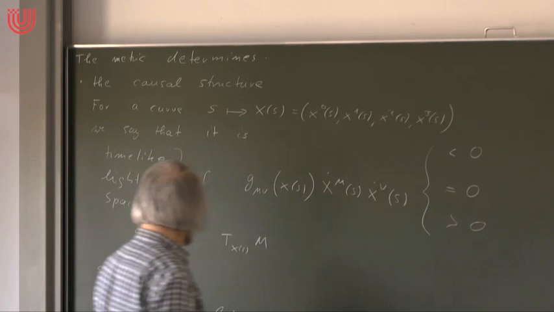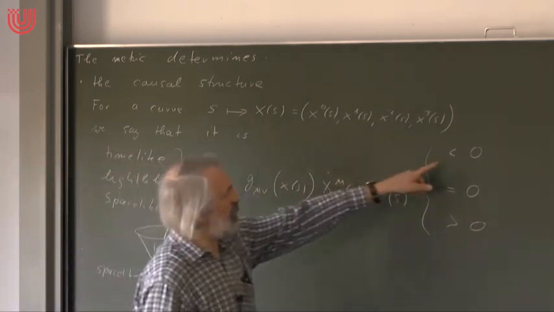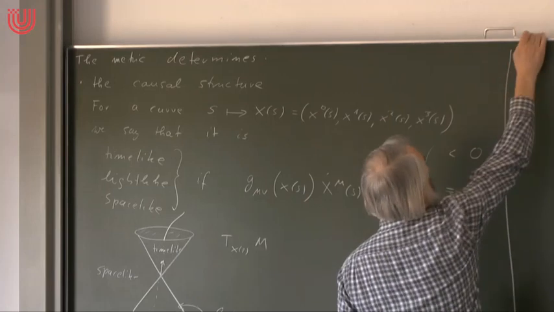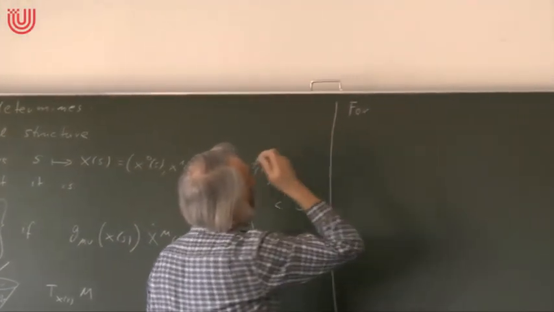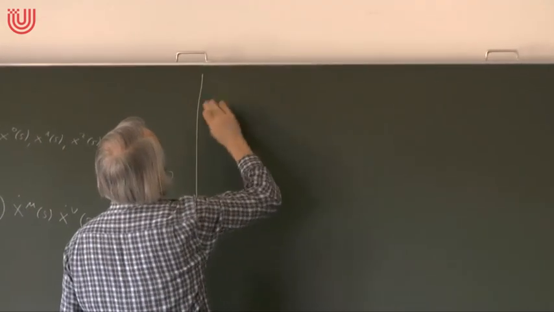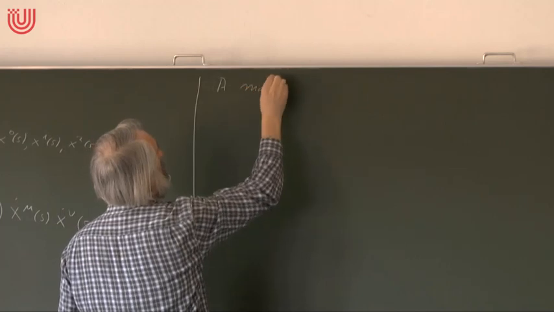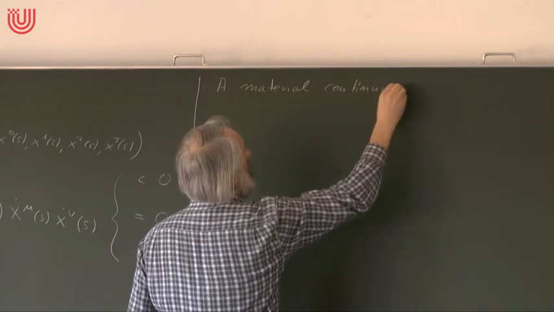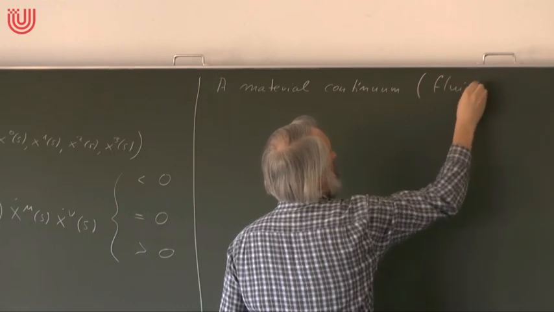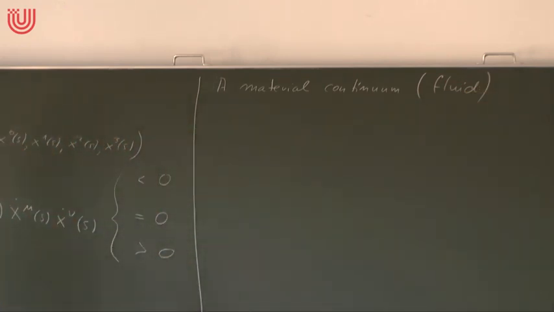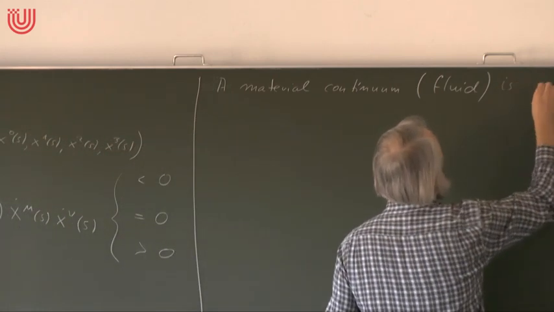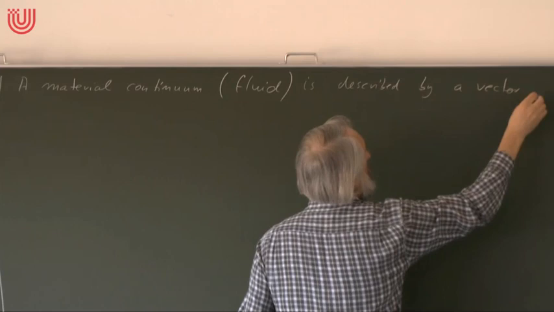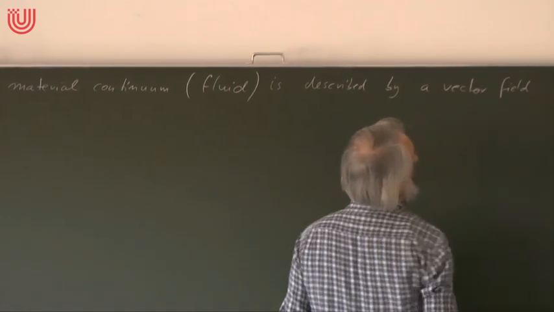If we have a time-like curve, this means this must be negative. Then we usually normalize it in a certain way. Let me explain this for a velocity field of a fluid. That's something which we will discuss soon. Let me write it this way. Material medium, or let's say material continuum. You might say that's another word for a fluid, something which fills the space-time continuously, is described by a vector field which I denote capital U.